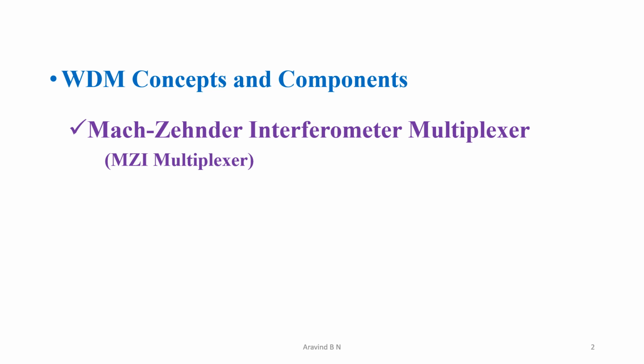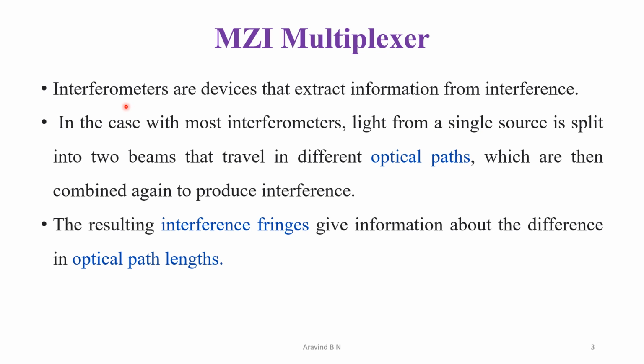In this lecture, we are going to discuss the Mach-Zehnder interferometer multiplexer. In short, it is known as the MZI multiplexer. Let us first understand what these interferometers are.